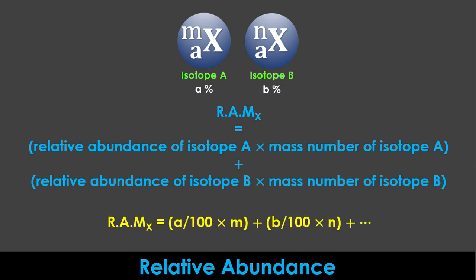Let's now see how to apply the equation in determining the relative atomic mass of an element when the relative abundances and mass numbers of its isotopes are given, and how to determine the relative abundances of the isotopes of an element when their mass numbers and the relative atomic mass of the element are given.